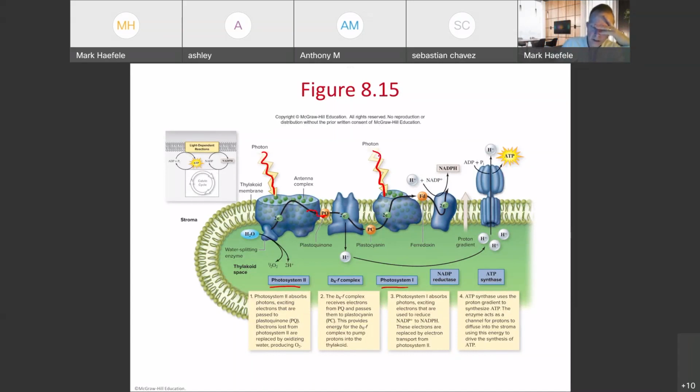and they're going to be passing those electrons on to plastoquinone, first of all, in Photosystem II, and then that's going to be passed on to your complex, your proton pump. So you can see it's pumping out a proton as it takes a cut of the energy in your electron. So that's your B6F complex.